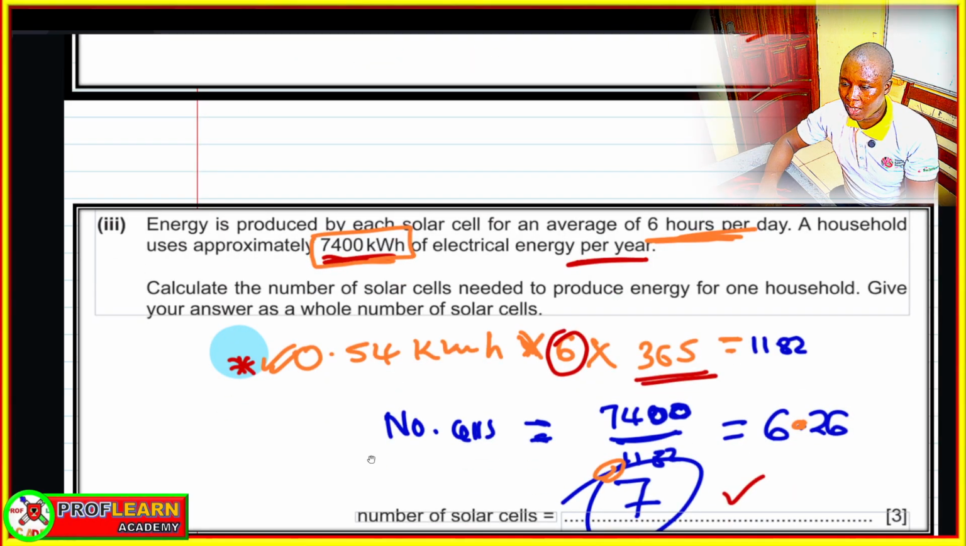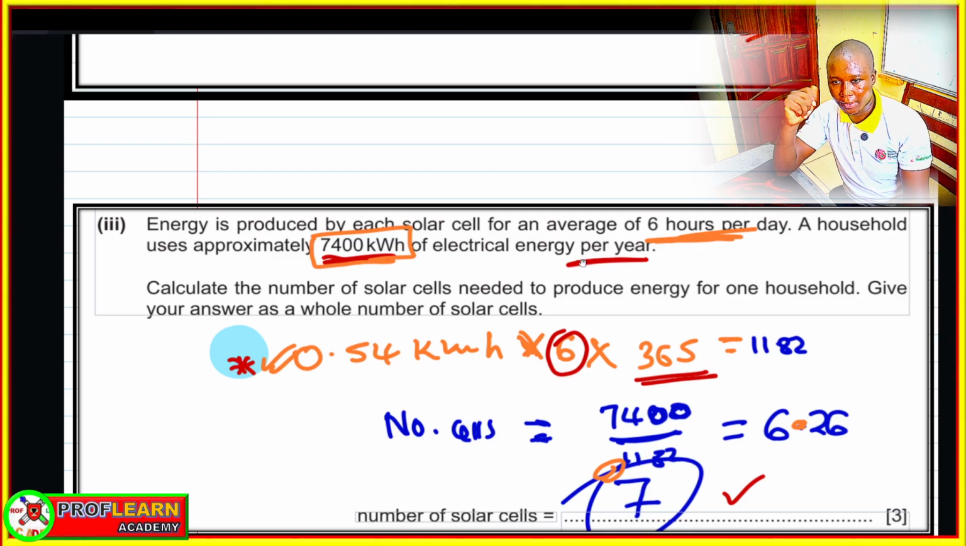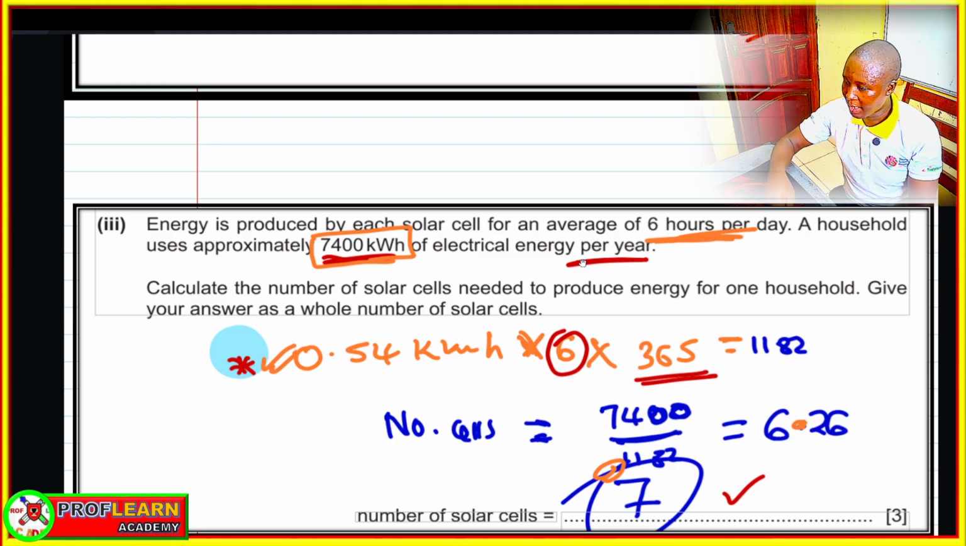Energy is produced by each solar cell for an average of 6 hours per day. A household uses approximately 74 kilowatt-hour electrical energy per year. So, calculate the number of solar cells needed to produce energy for one household. Give your answer as a whole number. Something that is very clear is that each solar cell produces energy for 6 hours in 1 day, so this is per day, an average of 6 hours per day.